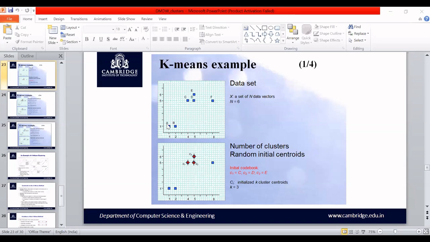So given the data points, represent A, B, C, D, E, F with their respective coordinates. Once you know the coordinates, you have randomly taken C1, C2, C3 as your initial centroids. And what we are trying to do is classify or partition all the data points into 3 clusters because the value of k is 3. Try to solve.